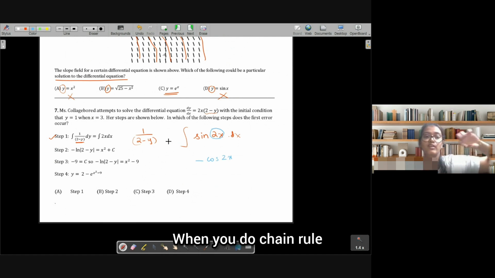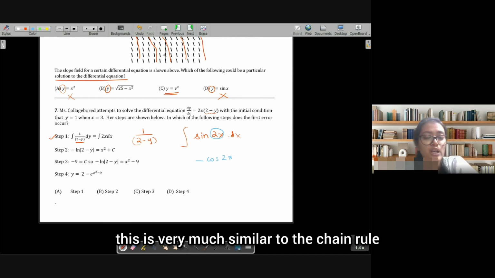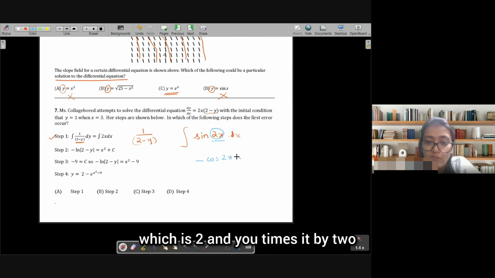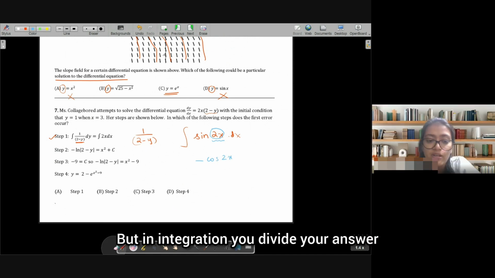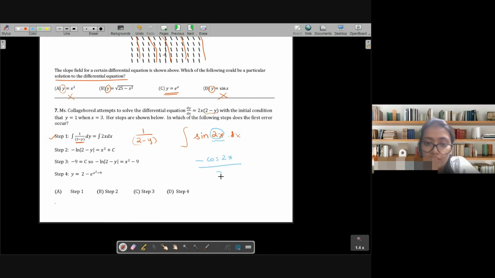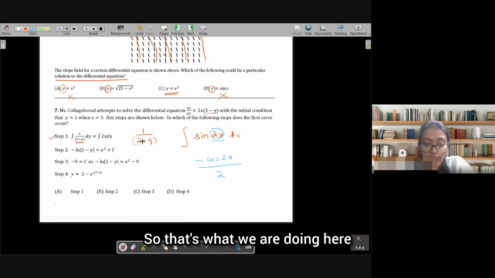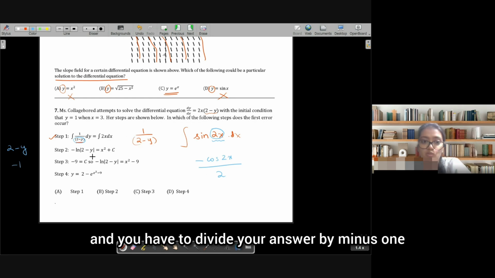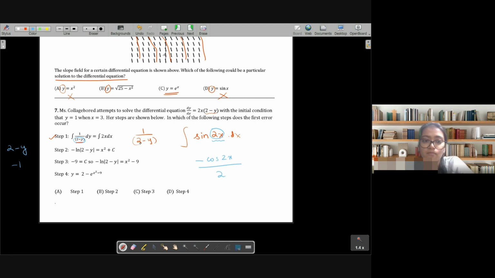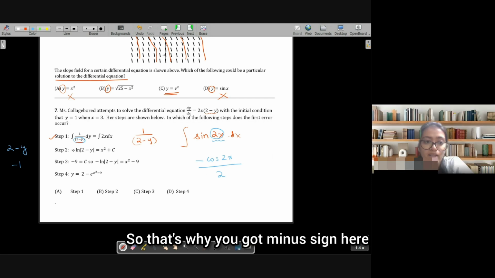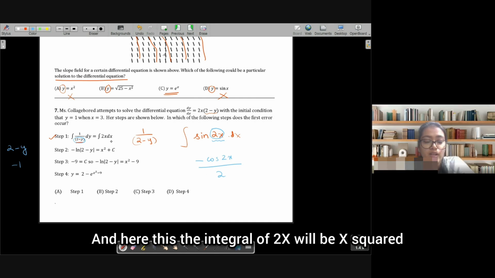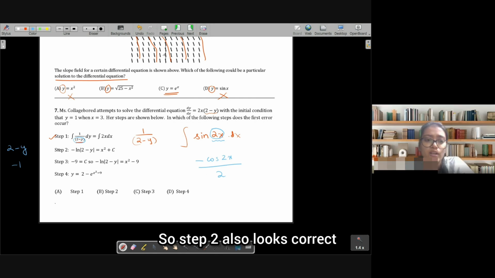In differentiation, when you do the chain rule, you find the derivative of 2x, which is 2, and you multiply by 2. But in integration, you divide your answer by the derivative of this. That's what we are doing here. You're finding the derivative of 2 minus y, which will be minus 1, and you have to divide your answer by minus 1. That's why you got a minus sign here. And the integral of 2x will be x squared. So step 2 also looks correct.